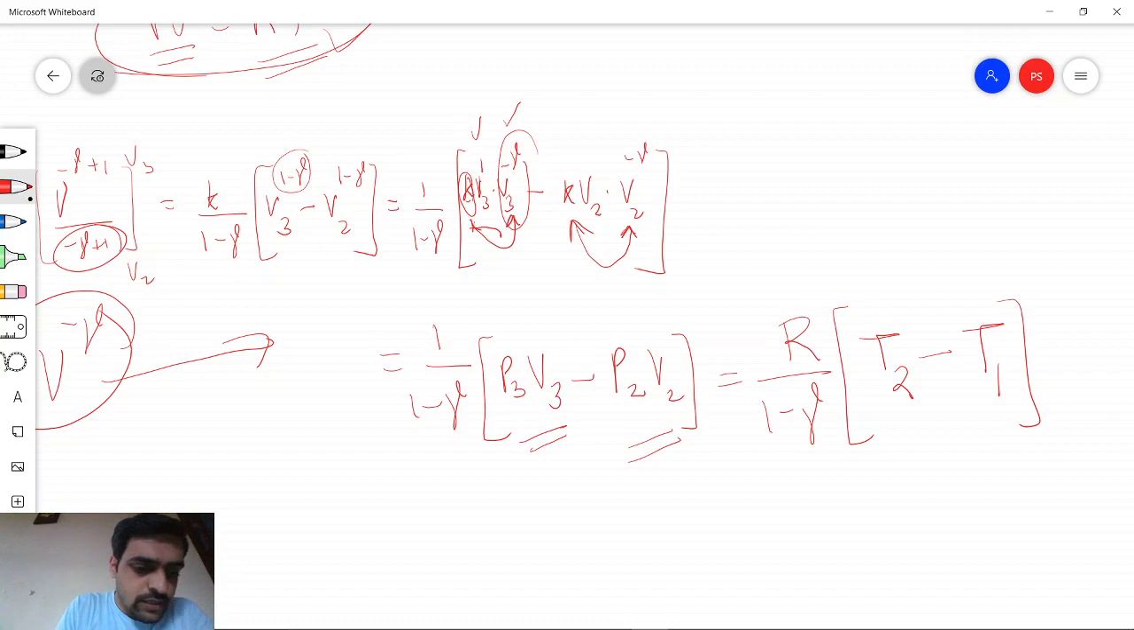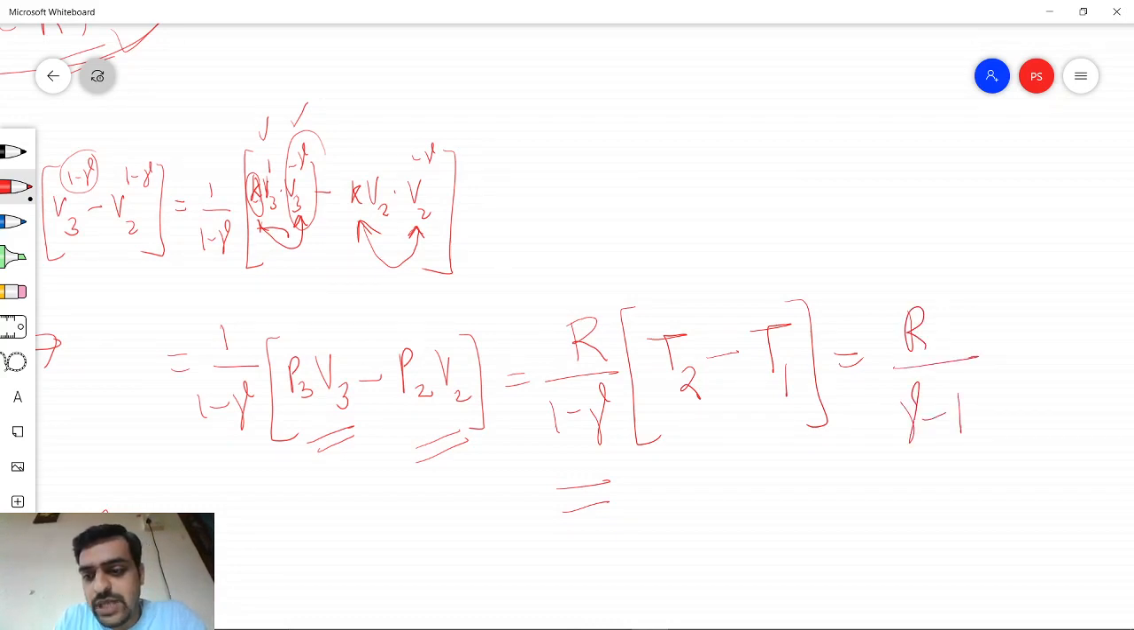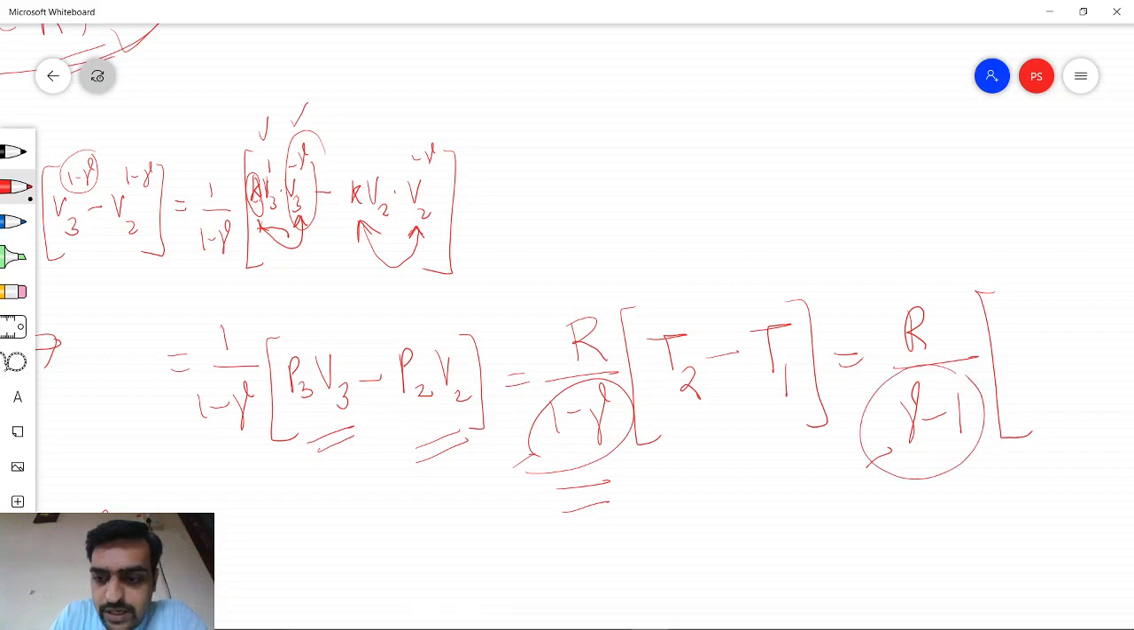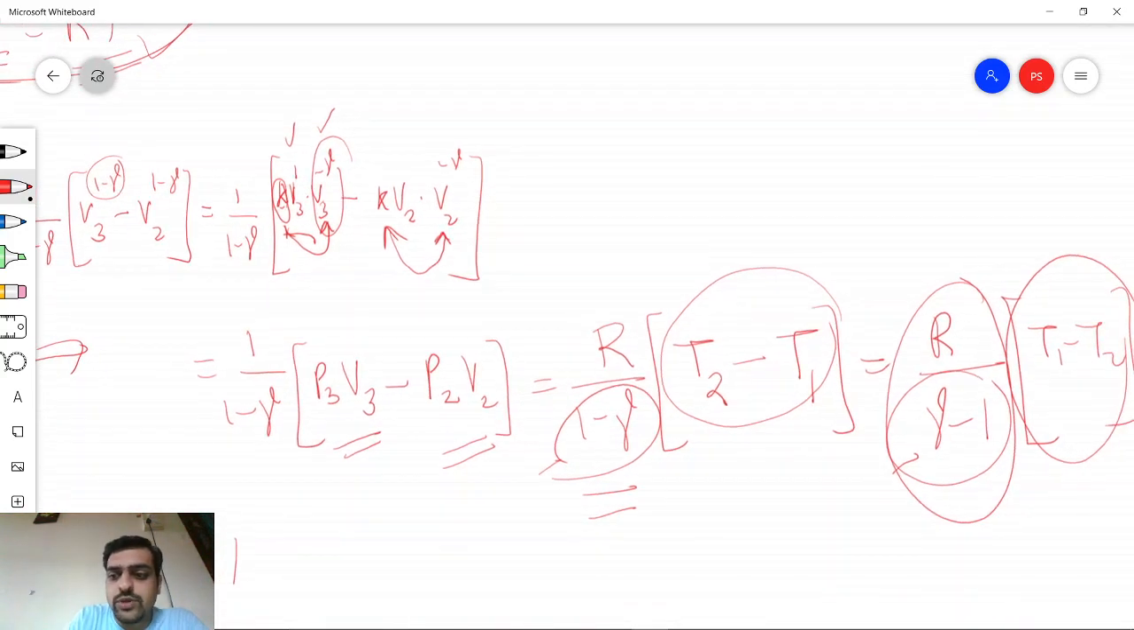Now we note that we have mentioned gamma is typically larger than 1. So this 1 minus gamma is in fact going to be negative. So we can rearrange this to write it as R upon gamma minus 1, which is a much better expression because gamma is larger than 1, into, since we have adjusted a negative sign here in the denominator, let us adjust a negative sign here as well. So this becomes T1 minus T2. So R upon gamma minus 1, T1 minus T2. That is nothing but work done in the process BC.